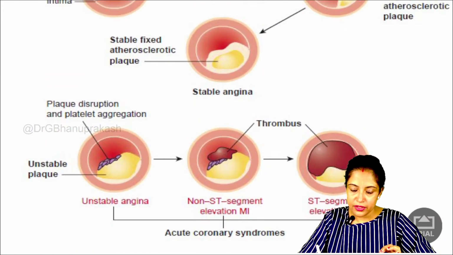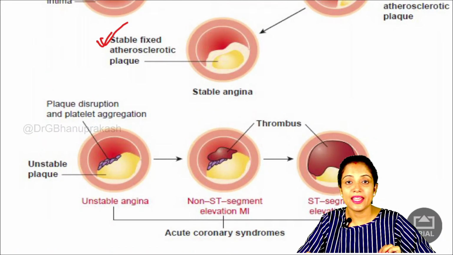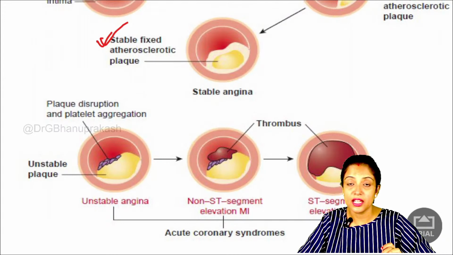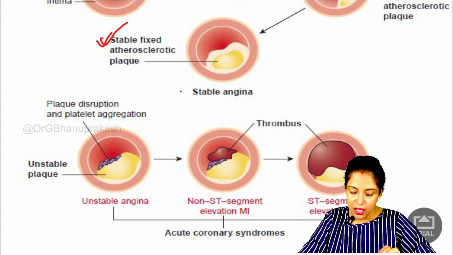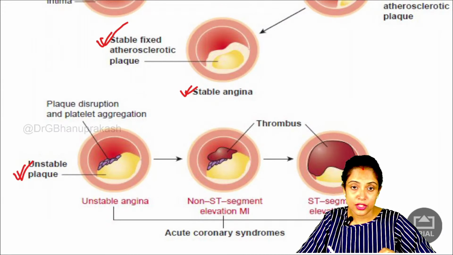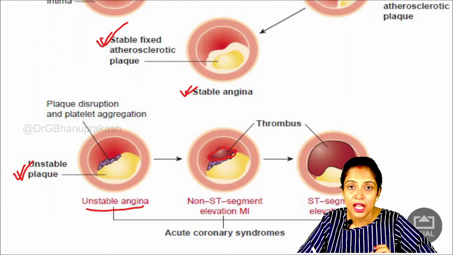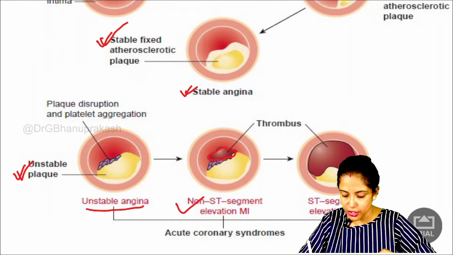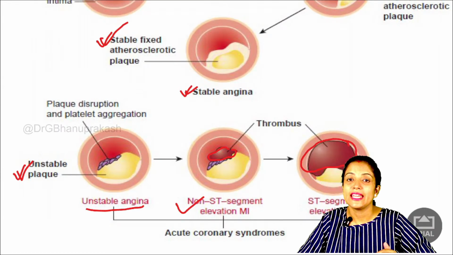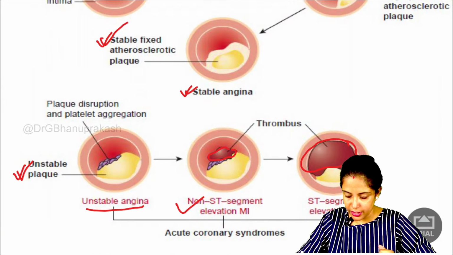So whenever there is a fixed atherosclerotic plaque, it will lead to stable angina. If there is a plaque rupture and platelet aggregation, it will lead to an unstable plaque, leading to unstable angina. And if there is thrombus formation where the thrombus is not occluding the whole of the lumen, then it will cause non-ST elevated myocardial infarction. And if the thrombus occludes the whole of the lumen, it will cause ST segment elevated myocardial infarction, that is STEMI.